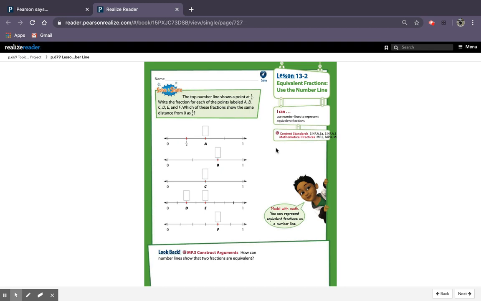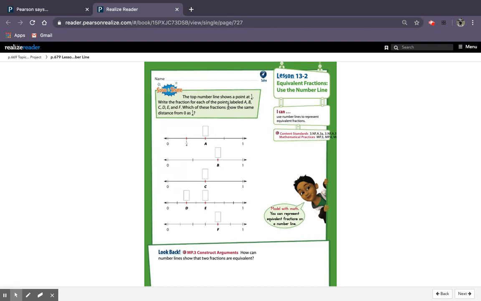But our I can statement is I can use number lines to represent equivalent fractions. And remember, equivalent fractions are fractions that represent the same amount of something, whether it's half of something, 3/4 of something, 1/4 of something, finding other fractions that represent that same amount.